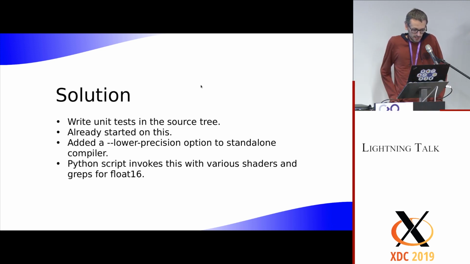So the idea is that we're going to write unit tests directly in the Mesa tree. Because it's in the Mesa tree, it can directly invoke the lowering pass and check in the IR tree that it did actually do some lowering. I've already made a start on this as well. I added a lower precision option to the standalone compiler that's built into Mesa, and there's a little Python unit test that just greps the output of that to check that it did some lowering.